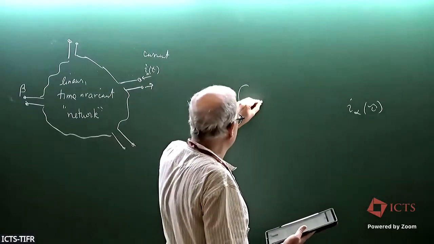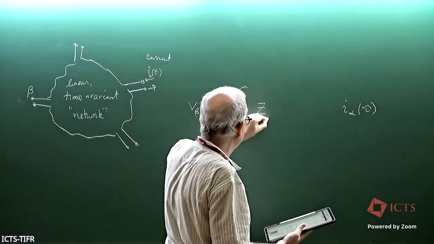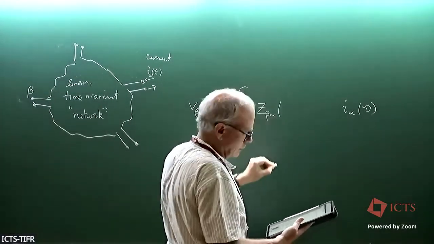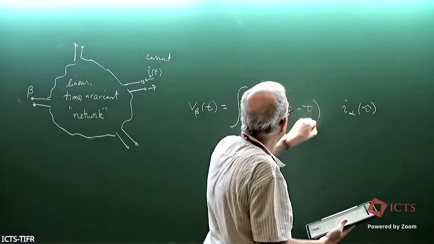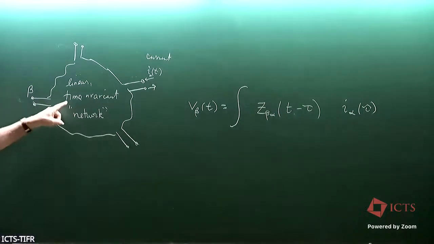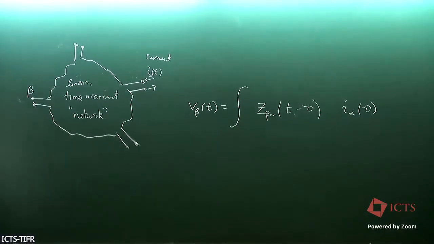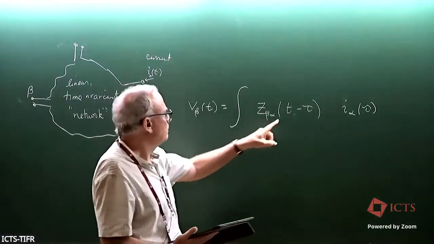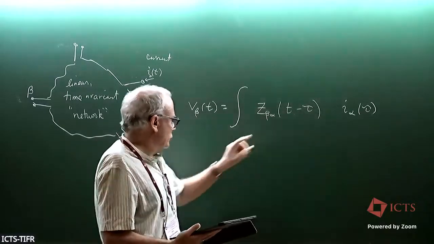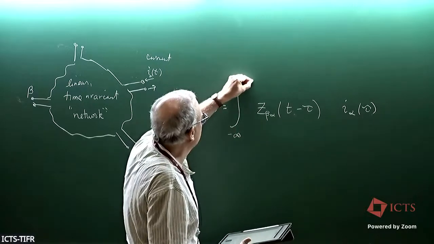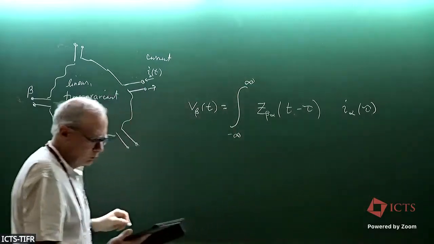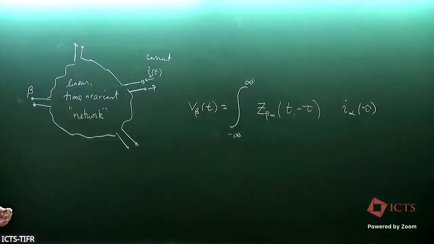So I have a kernel, which I'll call Z beta alpha, t minus tau. The t minus tau is reflecting the time invariance of this network. And, as you've seen, it's set up to be linear. And so I will put my integration from minus infinity to infinity. But of course, I'll already correct that.